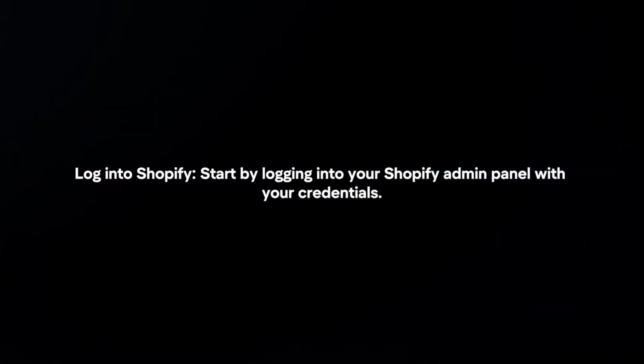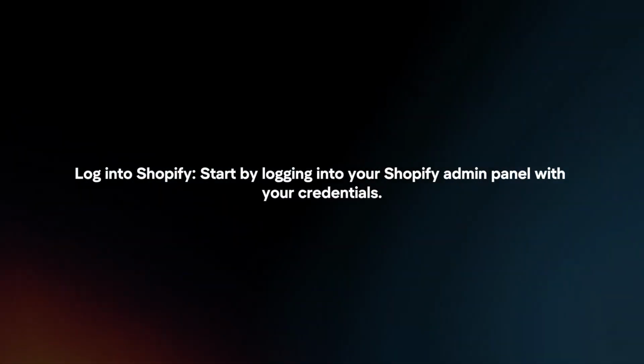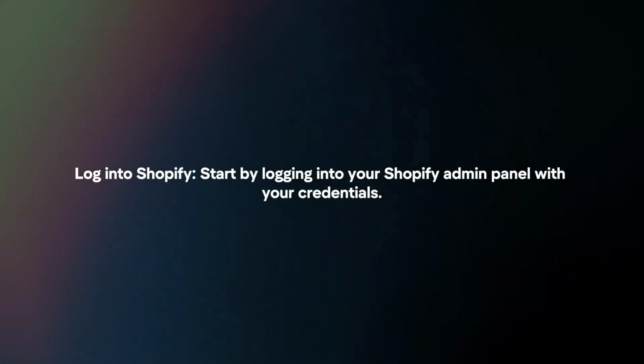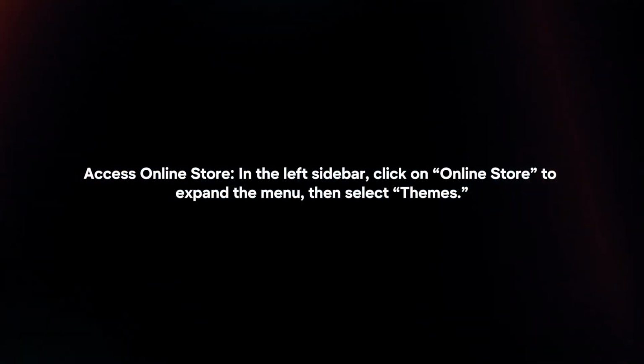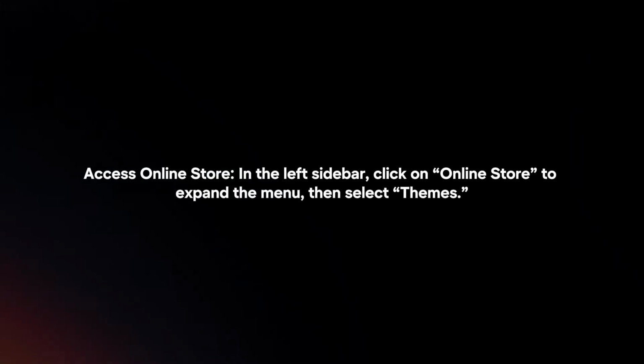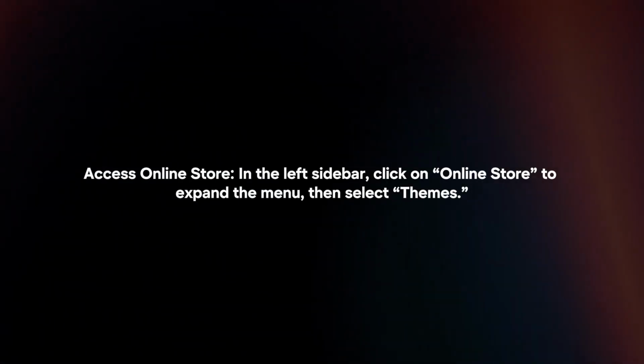Log into Shopify. Start by logging into your Shopify admin panel with your credentials. Access Online Store. In the left sidebar, click on Online Store to expand the menu, then select Themes.